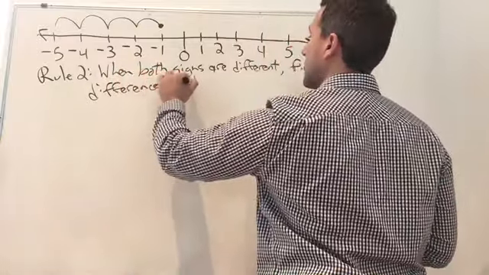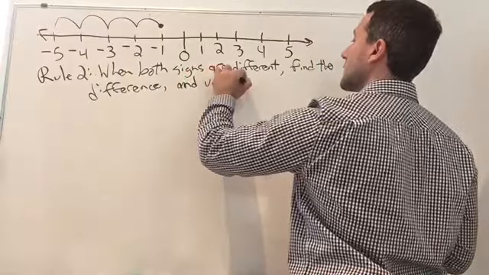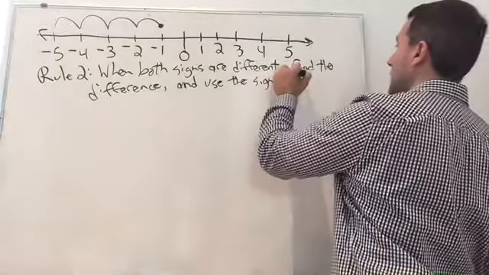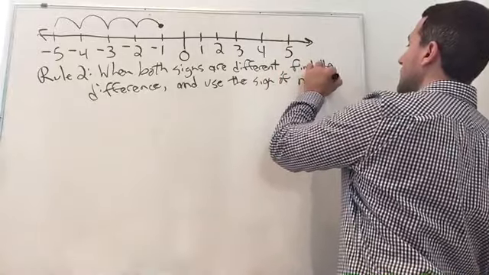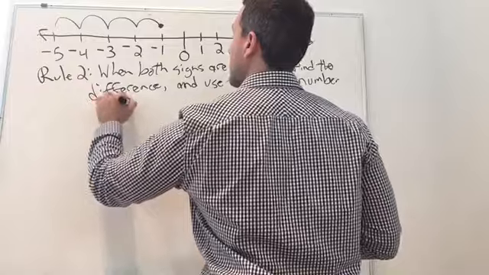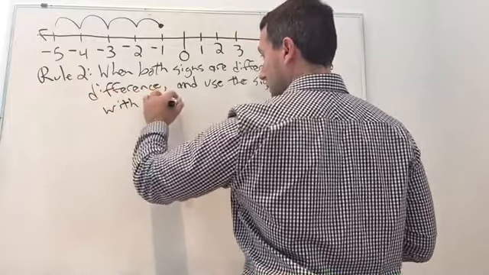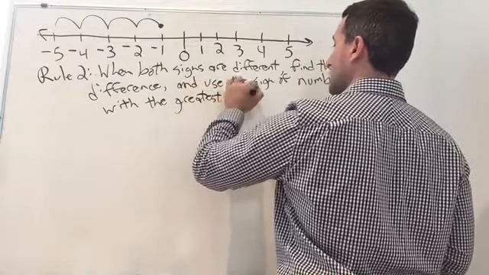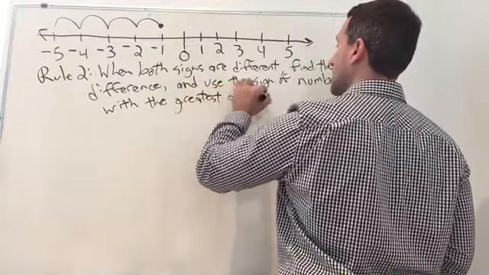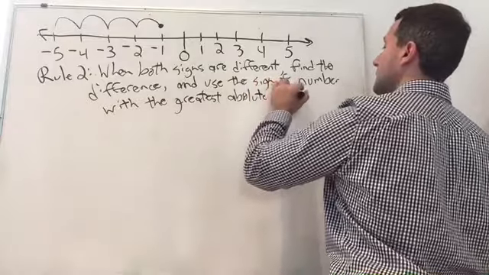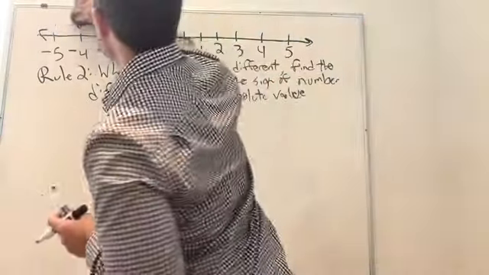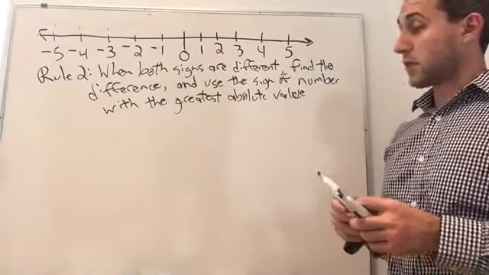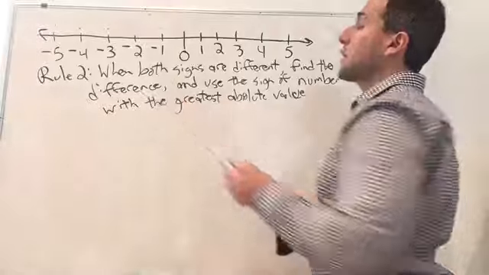and use the sign of the number with the greatest absolute value. Right? So now what that means, absolute value, quick review of absolute value. That means distance from zero, right? So it's not the biggest number, right?